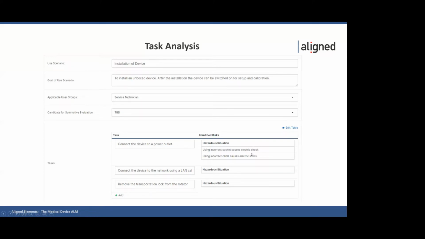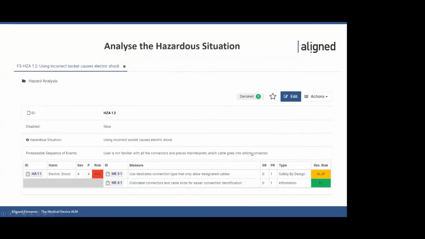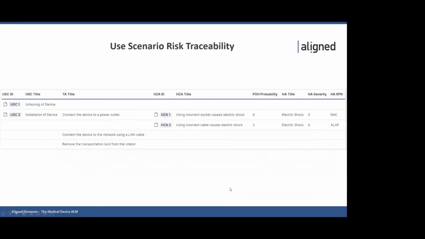And once those risks are related, we can then go on, of course, and evaluate them. So we have the hazardous situation here that we've already entered. And of course, then start working on the severity and probability or whatever parameters we have, calculating a risk, then adding control measures. And what we get then in the end is, of course, this kind of traceability, starting with the use scenario, going into subtasks, and then the tasks then tracing to different risks.